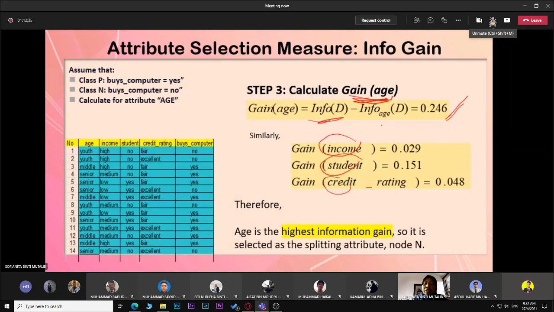It's been calculated here. Okay, which one is the highest gain? Student. So it is the student. Students is small, 0.1. So H is the student. H is the highest. So what are we going to do next? That H will be chosen as the root node for this case. Okay? Understand?